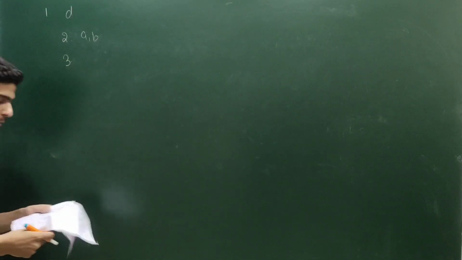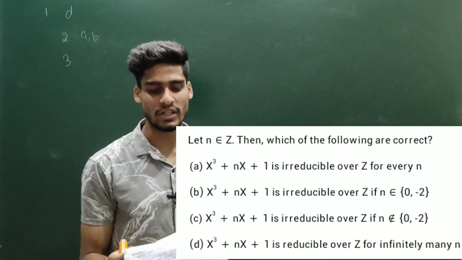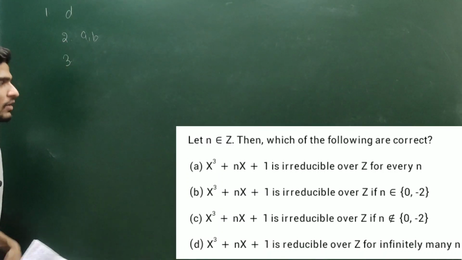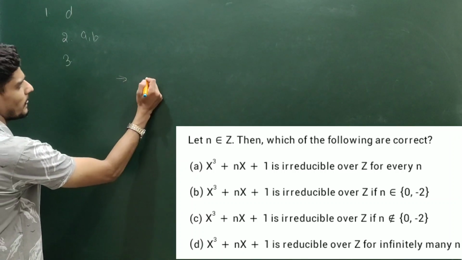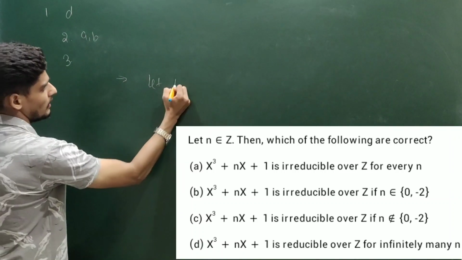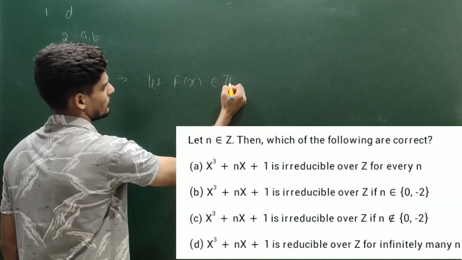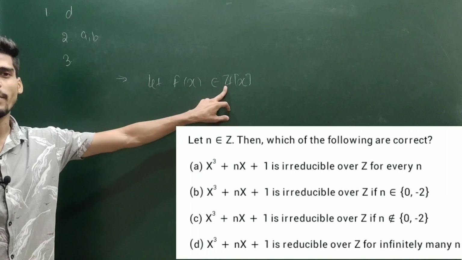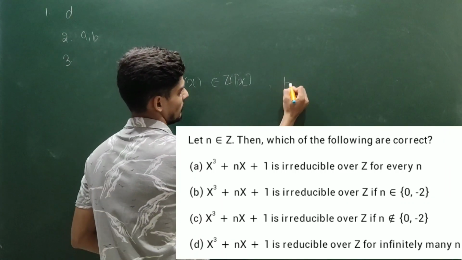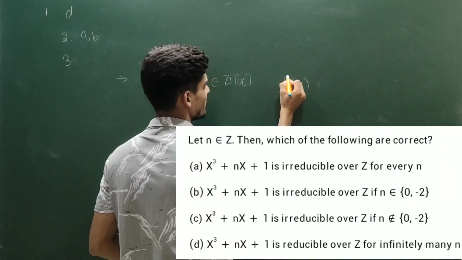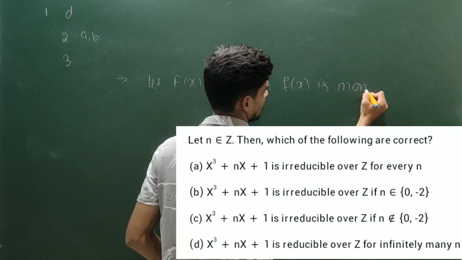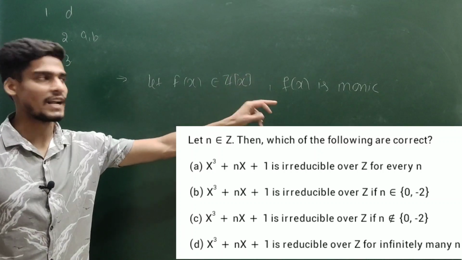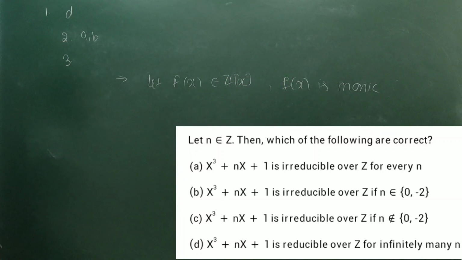Now let us come to problem number 3 and the last problem of this section. Let n belong to Z, then which of the following are correct? For this, let me do one more thing. Let f(x) belong to Z[x], that is, this f(x) is a polynomial whose coefficients come from Z, and f(x) is monic, that is, the leading coefficient is 1, or you can say the coefficient of the highest degree term in f(x) is 1.